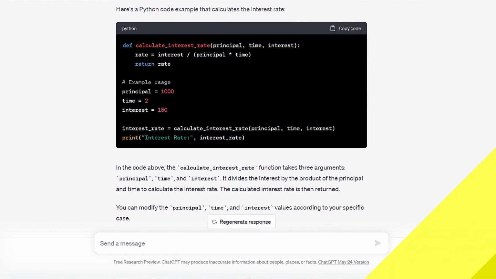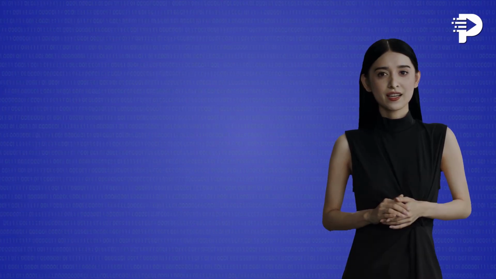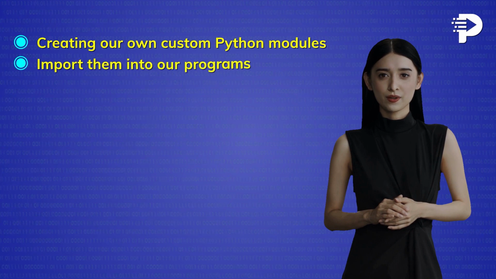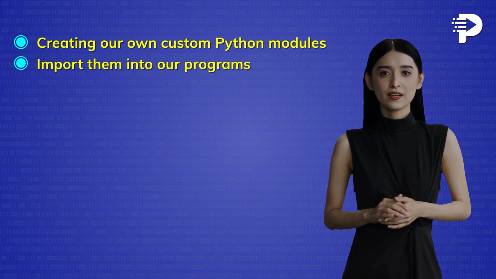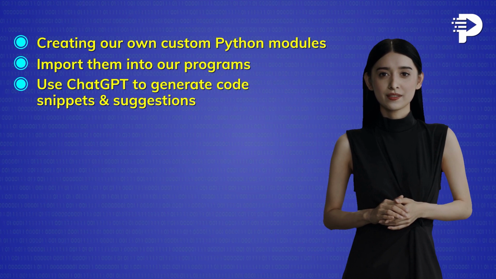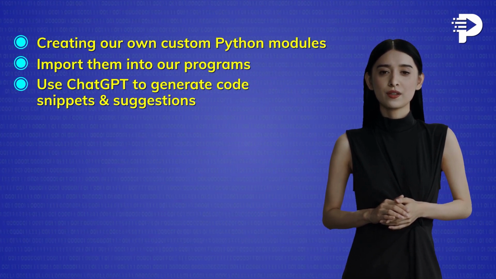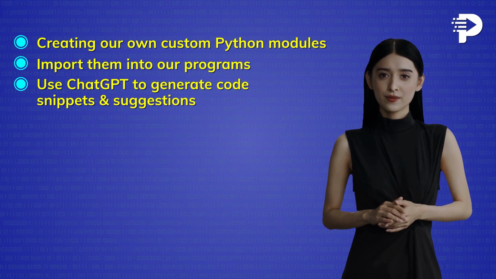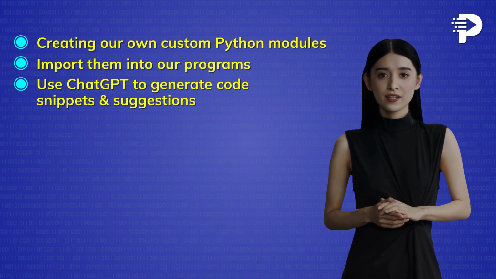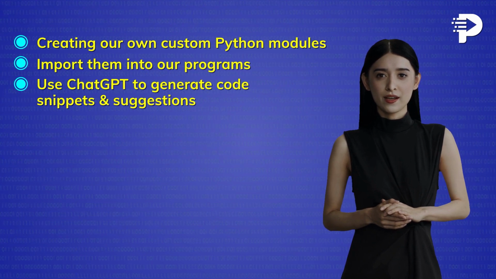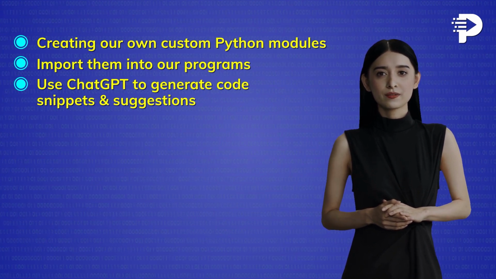And that's it. In this lecture, we learned how to create our own custom Python modules, import them into our programs, and use ChatGPT to generate code snippets and solutions. This powerful combination allows you to reuse and share your code across multiple projects while leveraging the AI assistant to make you a more efficient and effective programmer. Happy coding, and see you soon.